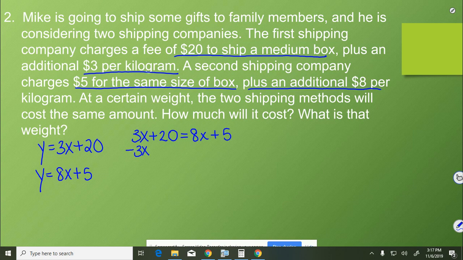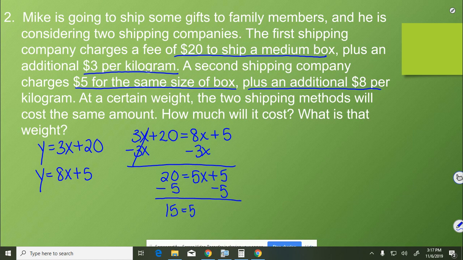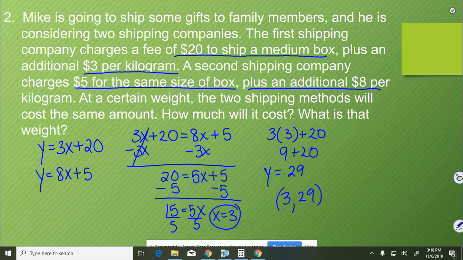Subtract 3x. We get 20 equals 5x plus 5. Subtract 5. We get 15 equals 5x. And divide by 5. We get x equals 3. So now we plug that in. We could do 3 times 3 plus 20. We get 9 plus 20. So that's $29, and that's our y. So our solution is (3, 29), and that answers both the questions.